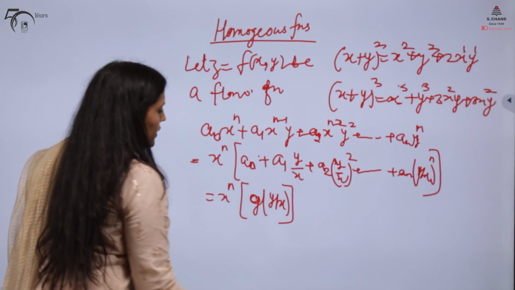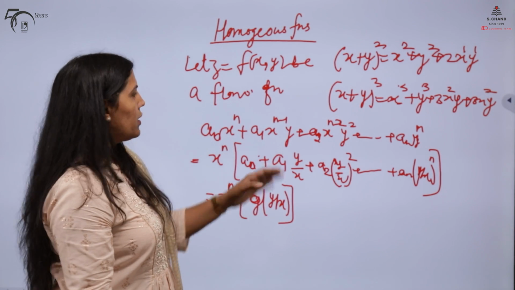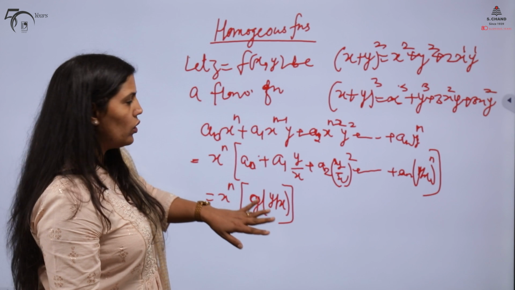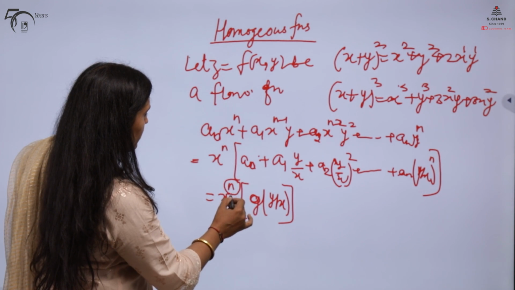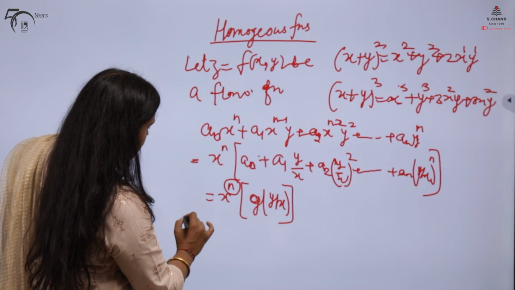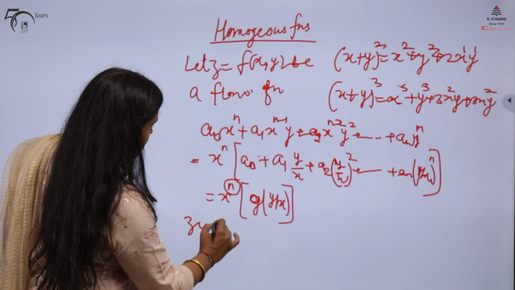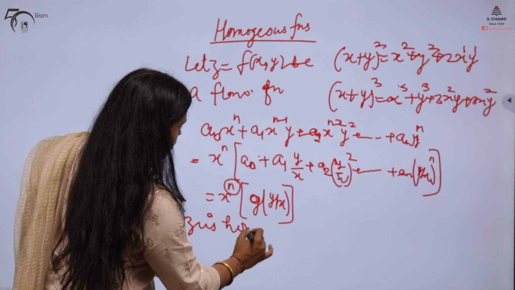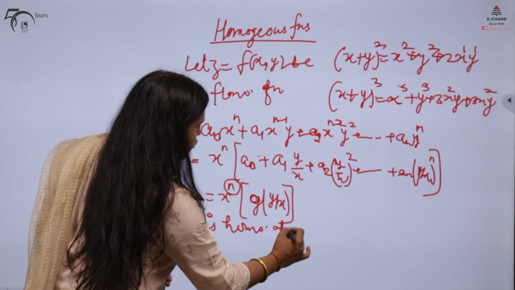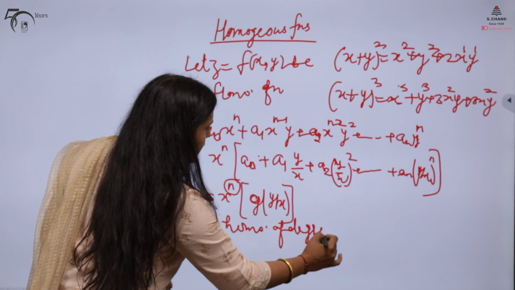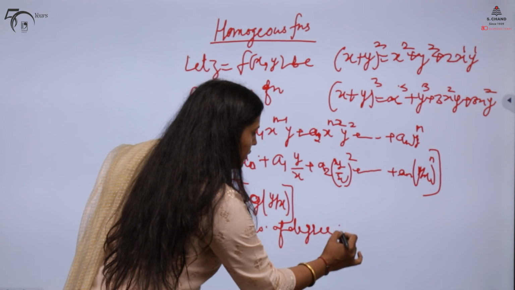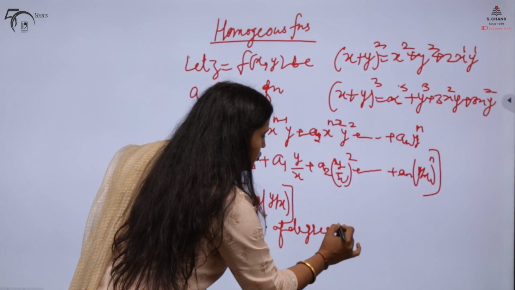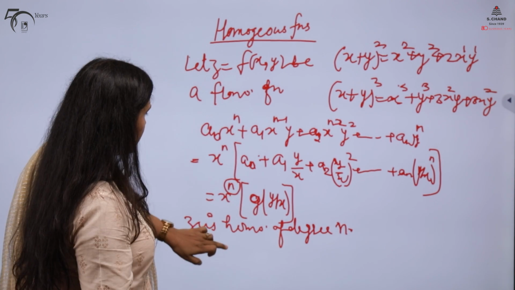That means, if you have such an expression, always bring it to this form, then this n is very important to solve the problems. This function z is a homogeneous function of degree n. So this degree is important. Rest you can just express the function in y by x form, that is not important. But your function should be homogeneous, it means all powers should be the same when you are adding.